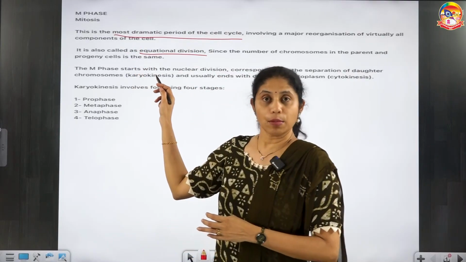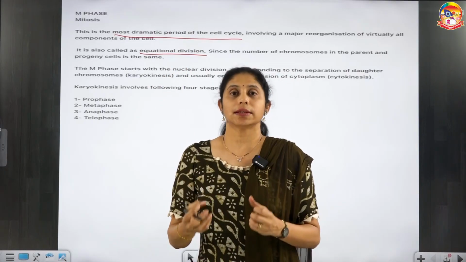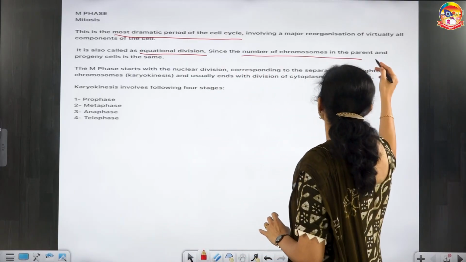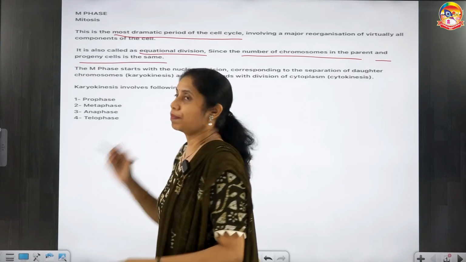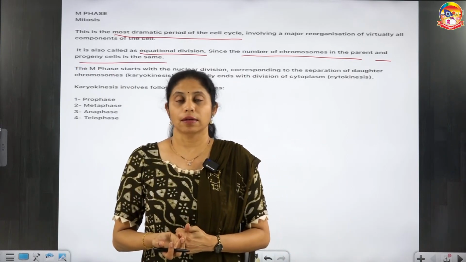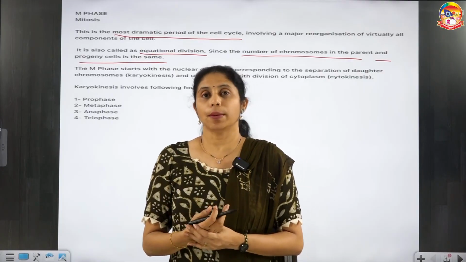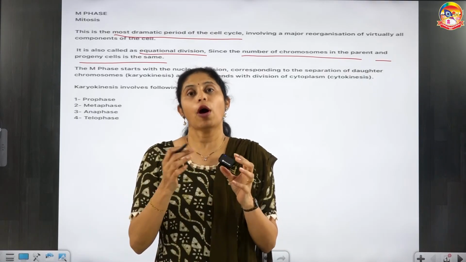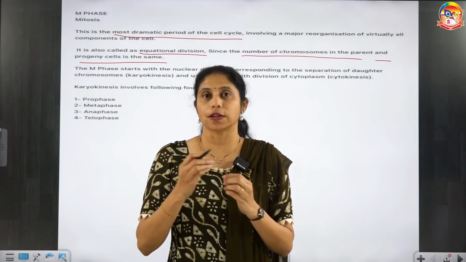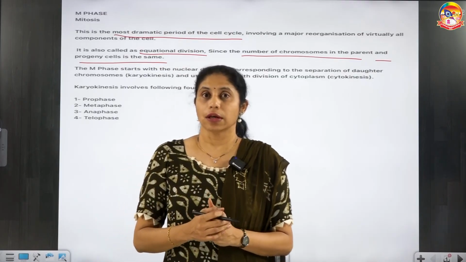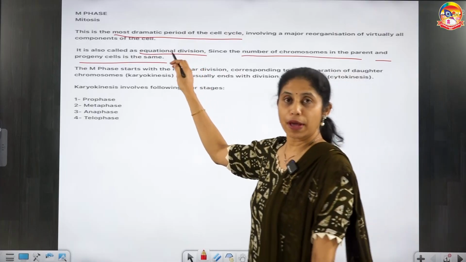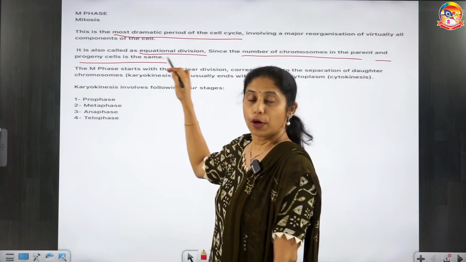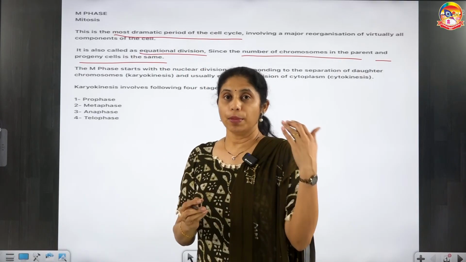So mitosis, another name is equational division, because everything in the cell will be equally distributed to both the daughter cells, since the number of chromosomes in the parent and the progeny cells is the same. For example, if you take the human cell, our cells, we are having diploid number 46 chromosomes. If that cell is undergoing the mitotic division, the formed daughter cells will be having the same 46 chromosomes only. So when the chromosome numbers are the same between the parent and progeny cells, it is called equational division, because the chromosome numbers are also equal between the parent and the daughter cells.